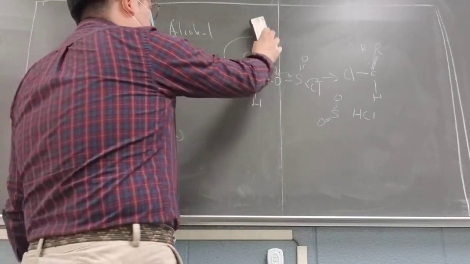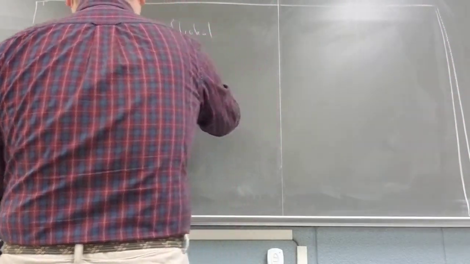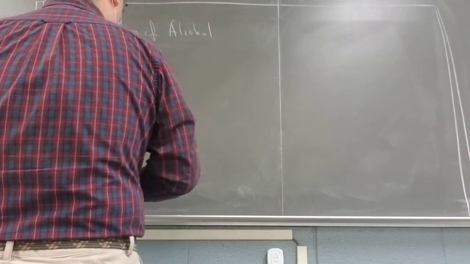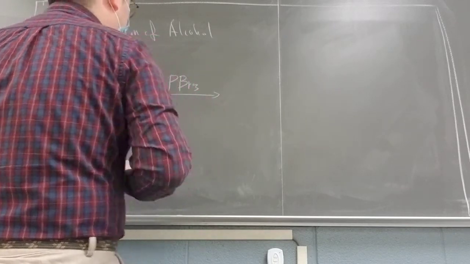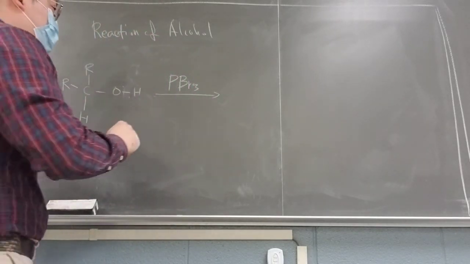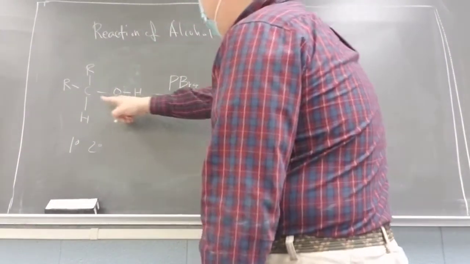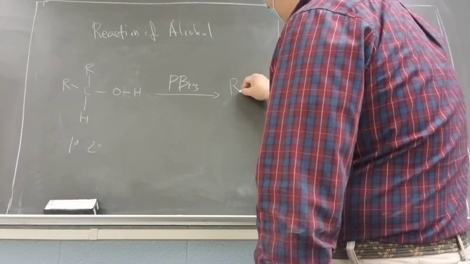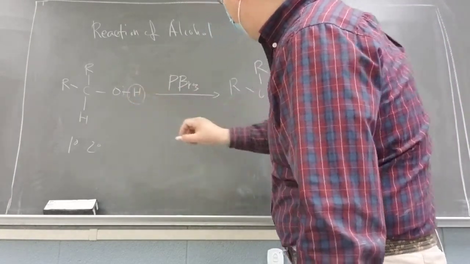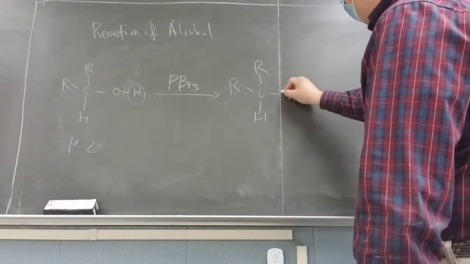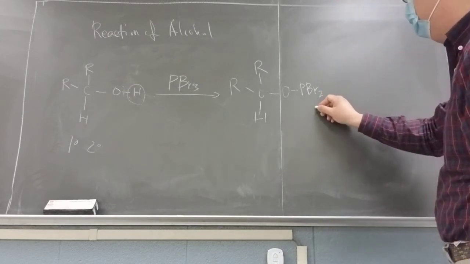Does it make sense? Kind of. All right. So another way you can do it is with PBr3, phosphorus tribromide. It's pretty much the same here. They're going to grab this one, and then this hydrogen also leaves at the same time. So it gives this one.